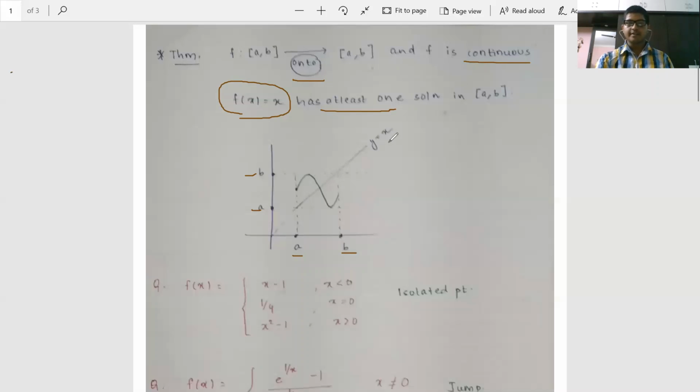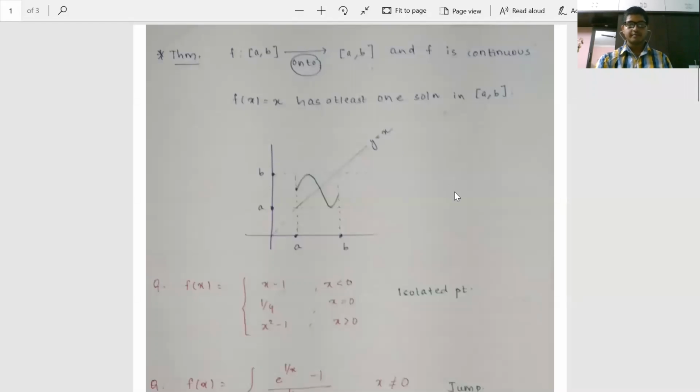If it would not have been continuous, then it can jump, let's say, from here directly to here, without even crossing the y equal to x. But since it is not the case, therefore it has to cut this. Had it not been continuous, it can just jump over this line and come to this side to cover all the values, but it is not the case. So the important thing is the function should be onto and should be continuous, and the domain and range should be same, means a to b, a to b. Then it has at least one solution in a to b. Fine. So this is the theorem as I had said yesterday.